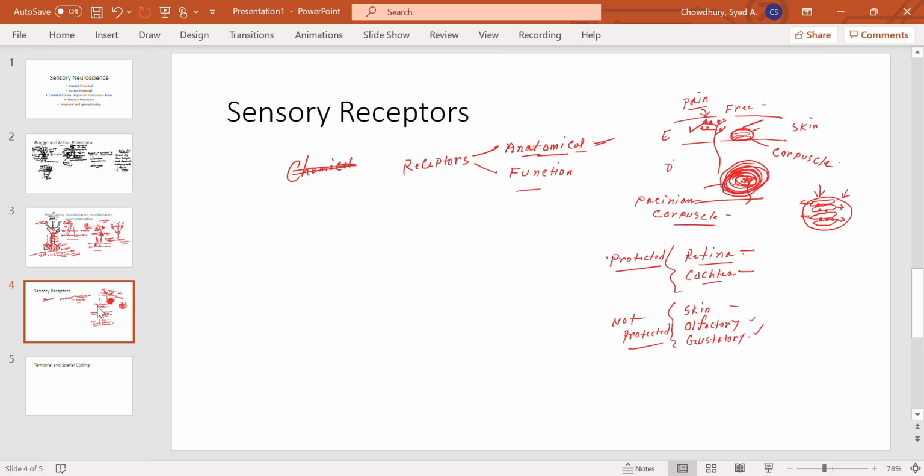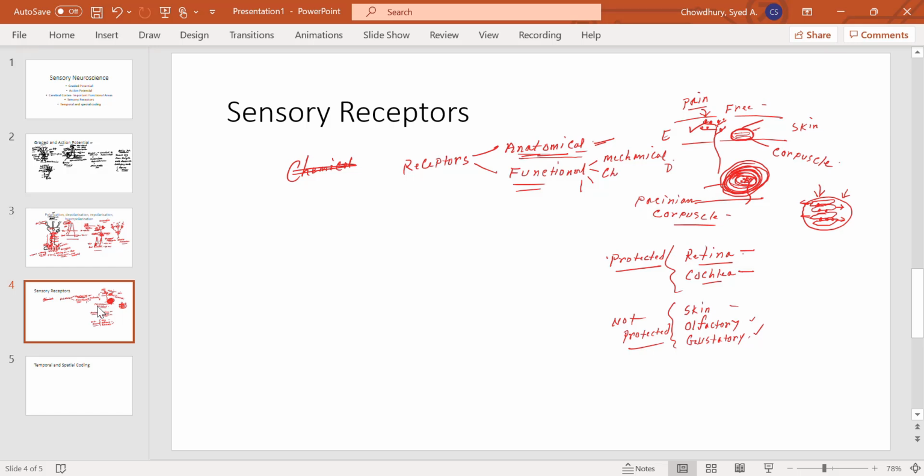So anatomically, the receptors could be located in different ways. Functional classification: you know that different receptors are stimulated by different means. Some are activated by mechanical pressure, like touch or pressure or vibration receptors, right? Or even the hair receptors of your cochlea, sound receptors. Those are activated by pressure, mechanical.